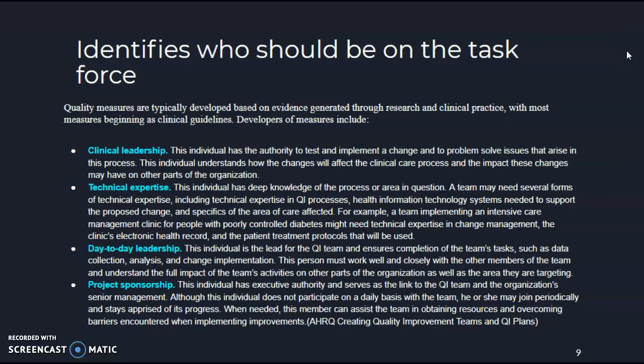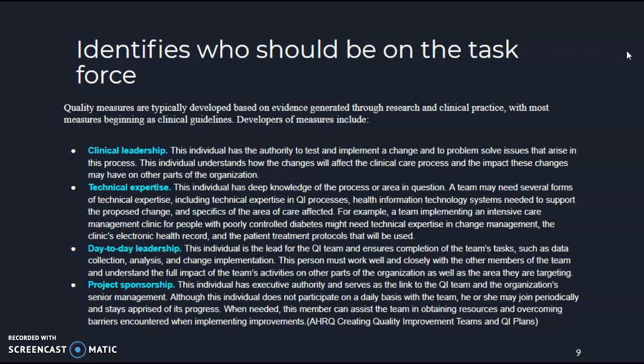Identify who should be on the task force. Quality measures are typically developed based on evidence generated through research and clinical practice, with most measures being based on clinical guidelines. Developers of measurement could include clinical leadership, who could be involved on the task force. This individual has obtained authority to test and implement the change and to problem solve issues that arise in the process. The individual also understands how changes will affect the clinical care process and the impact those changes may have on other parts of the organization.